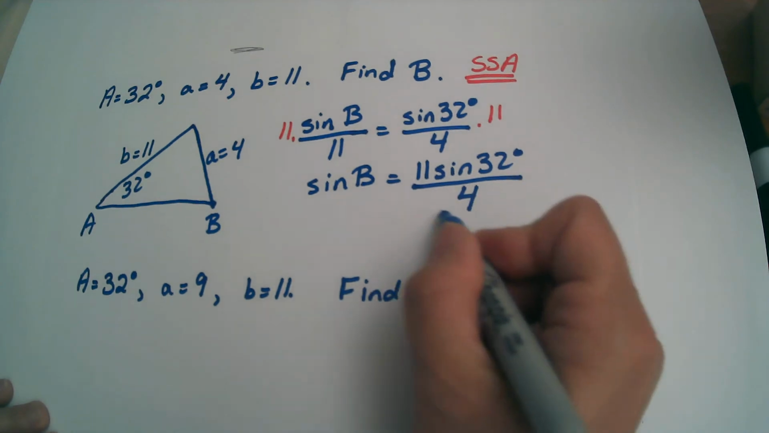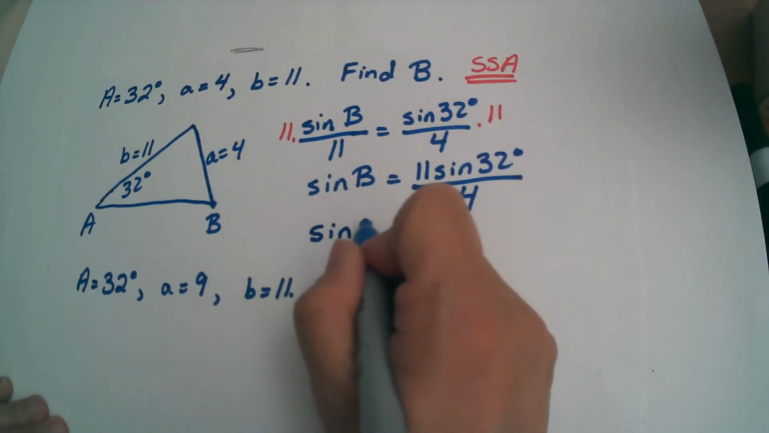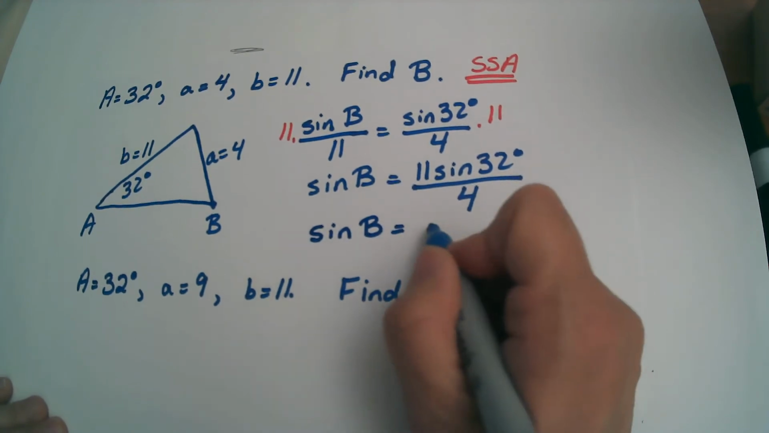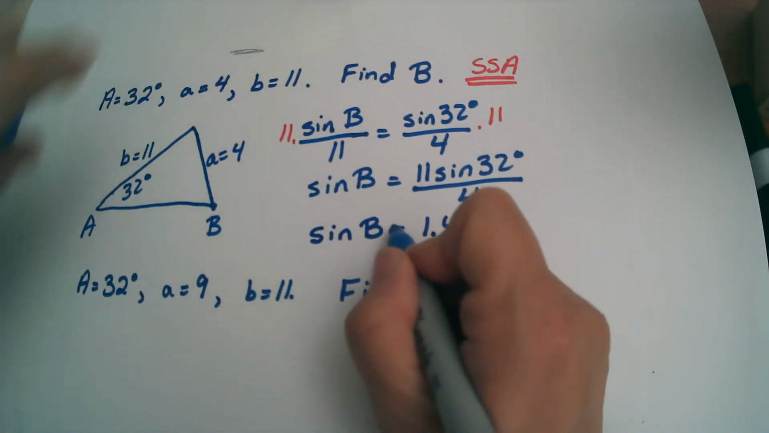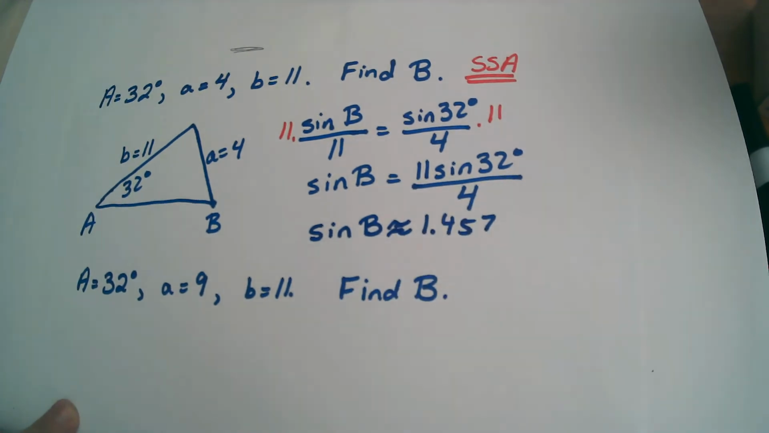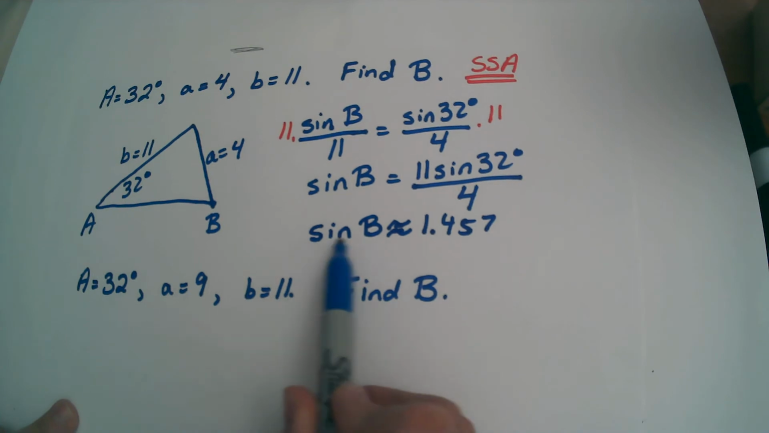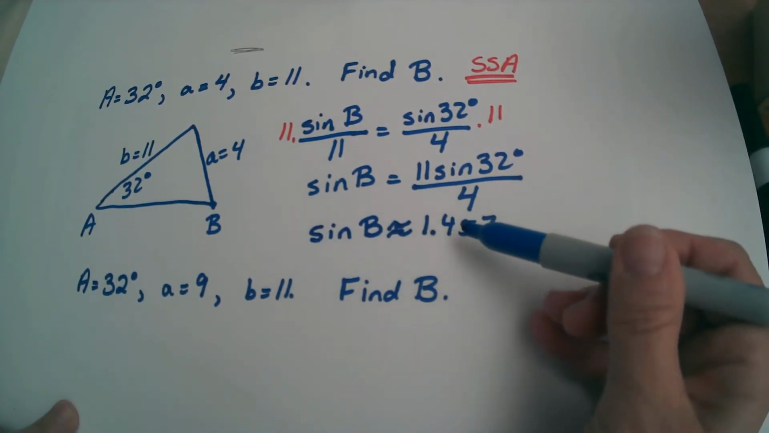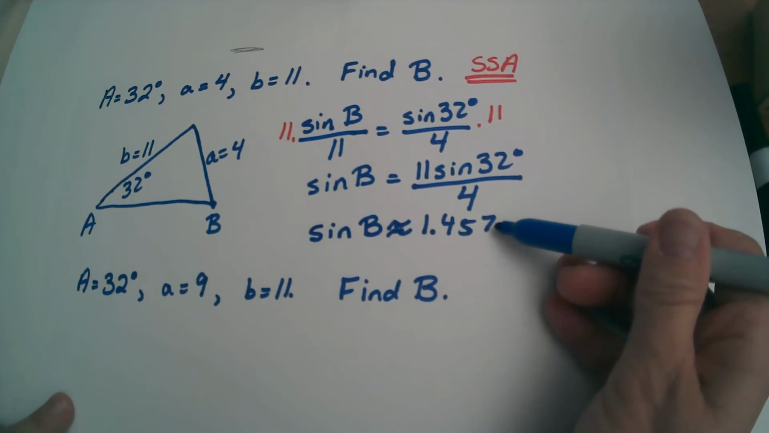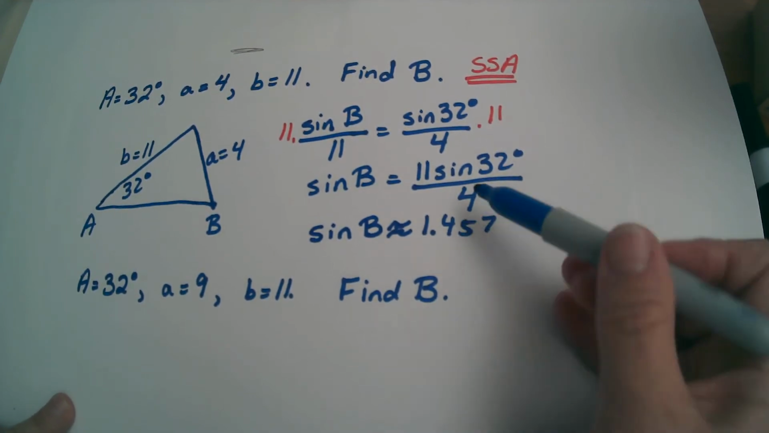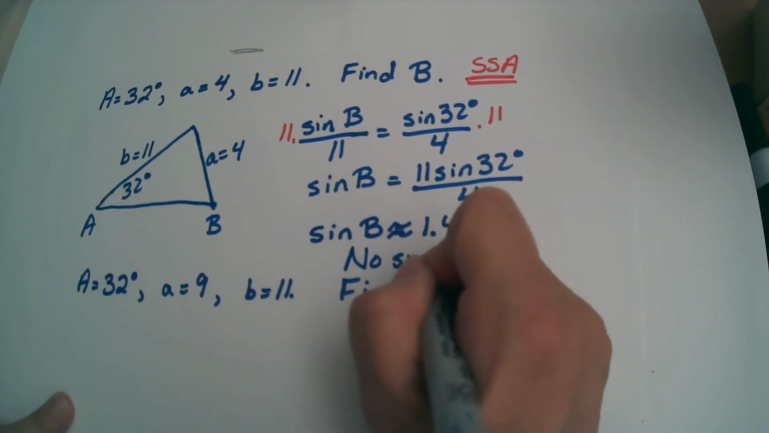If we actually punch this in on our calculator to get the ratio, you have the sine of B equals 1.457, or approximately equal to that. Now we know the sine of an angle has to be between 1 and -1. This is not between 1 and -1, so this is not possible at all. No such triangle exists.